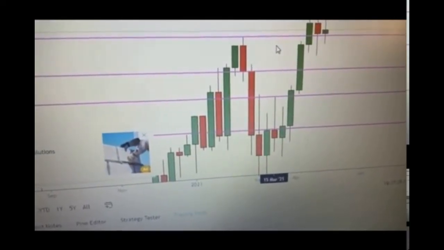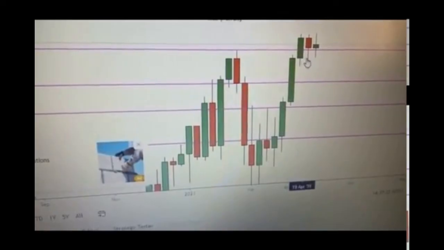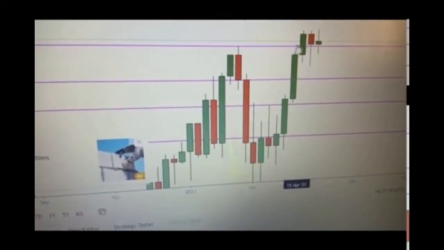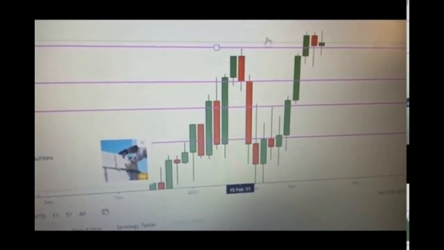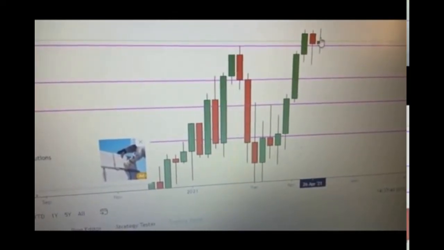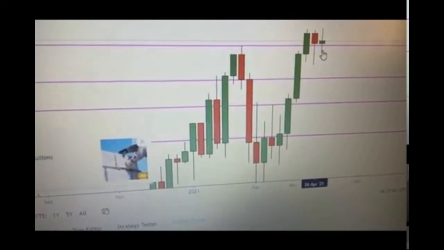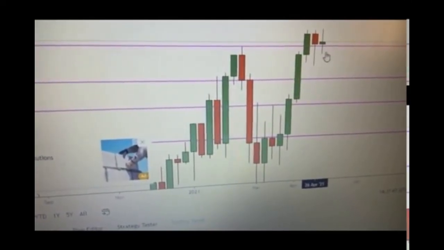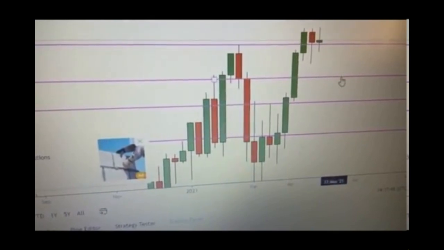You cannot fight it. The only thing I can definitely fight is the fact that this guy closed above that zone, and the fact that even this guy did not have strength to bring his body all the way in here. But now it's still very early to tell, because if we do close below here, guys, today, you can comfortably sell this thing all the way down here.